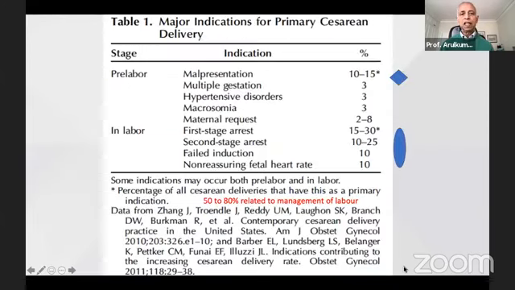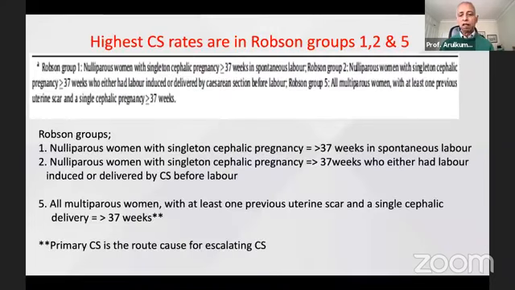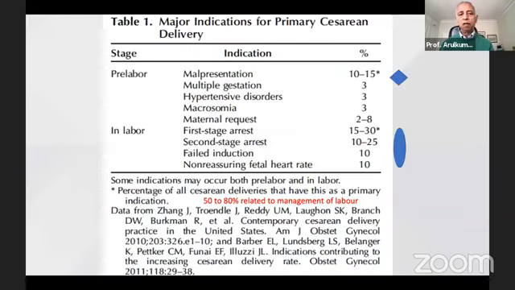And if you look at the detailed analysis, you can say the maximum cesarean section is at the time of labor. In labor, first stage arrest is 15 to 30%, second stage arrest is 10 to 25%, failed induction is 10%, and non-reassuring fetal heart rate 10%. If you lump all of them together, what happens in labor contributes to 50 to 80% of the problems which give rise to the cesarean section rate.